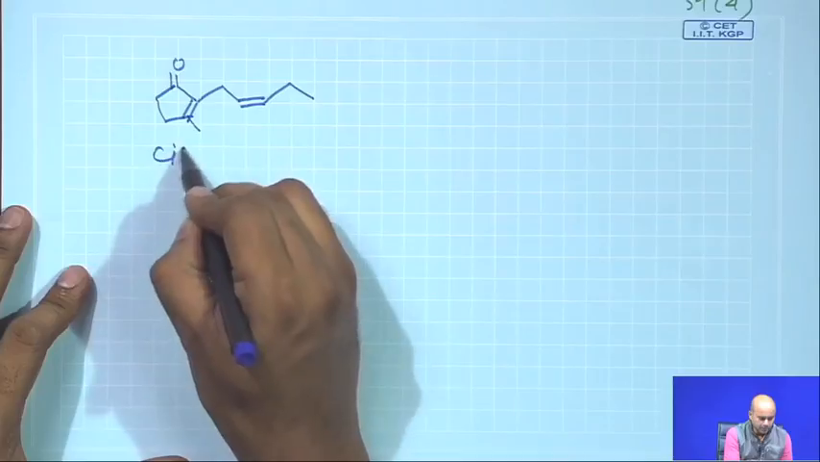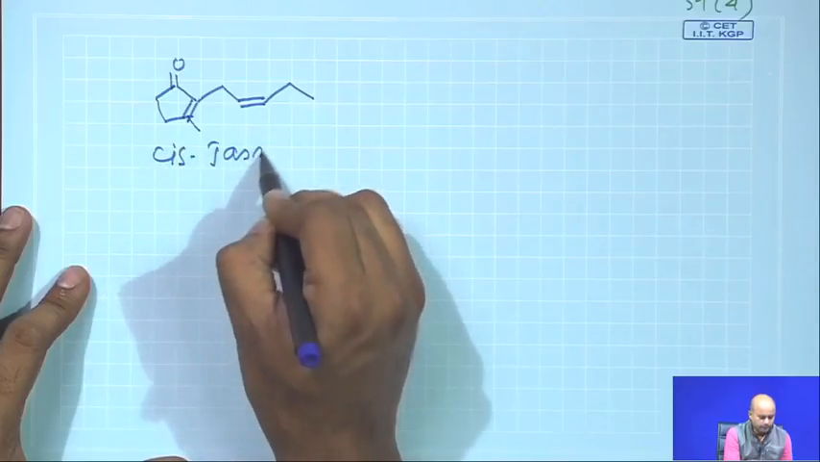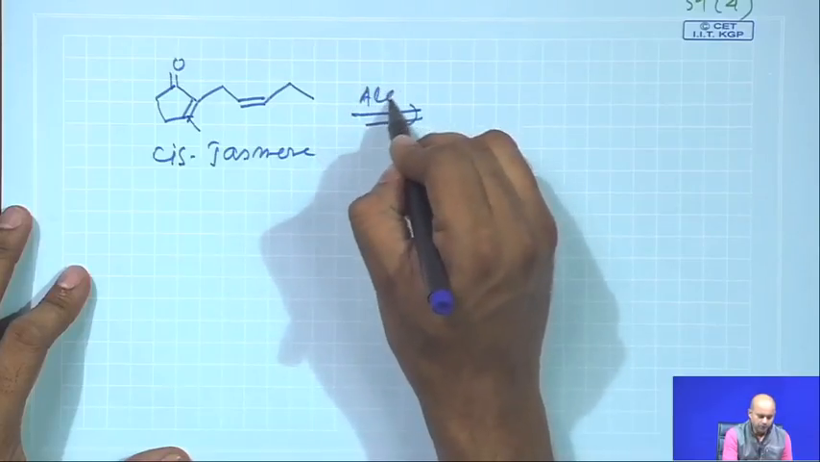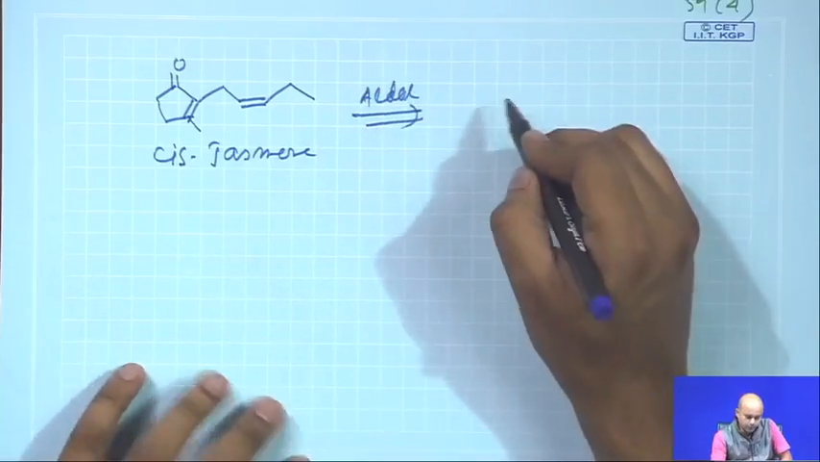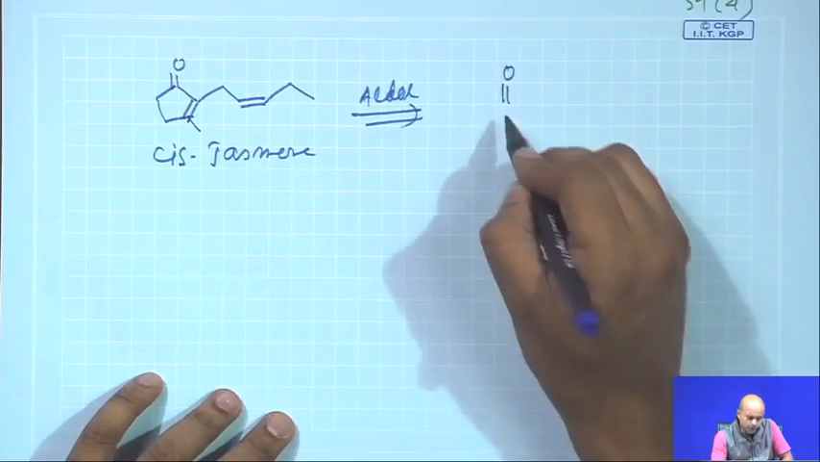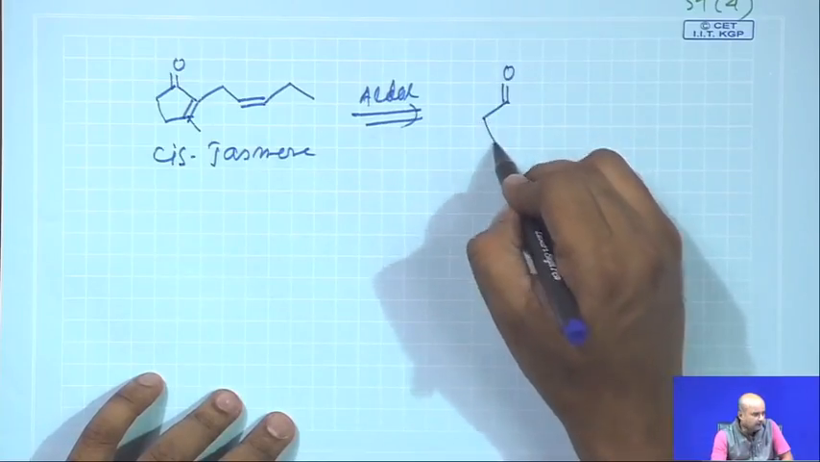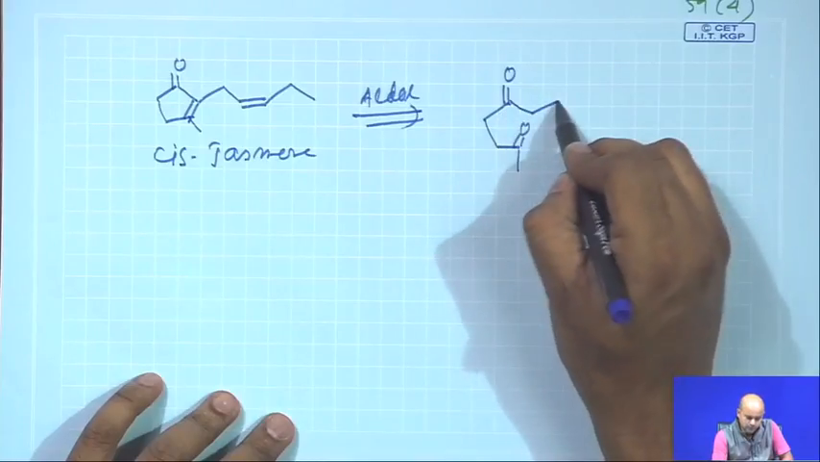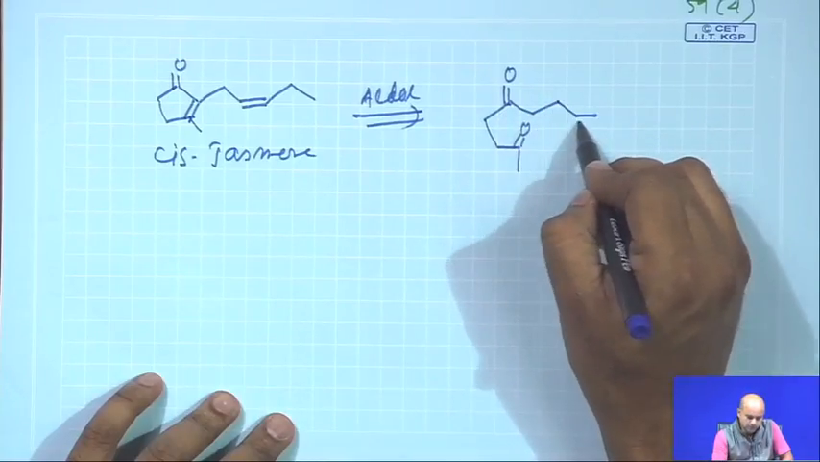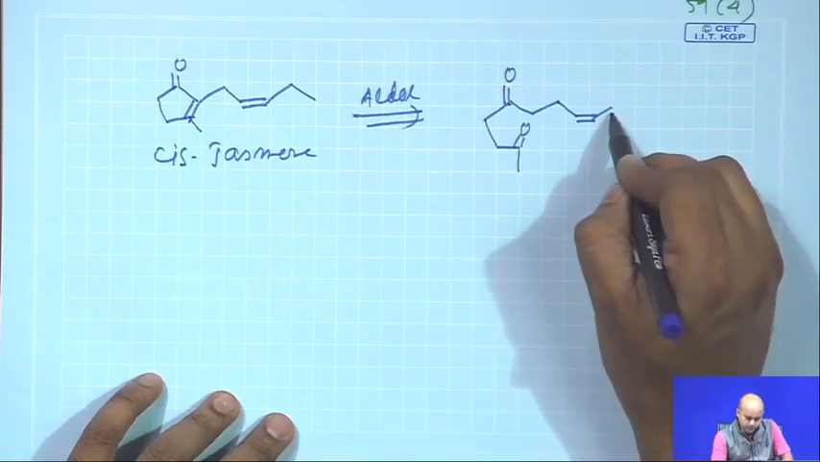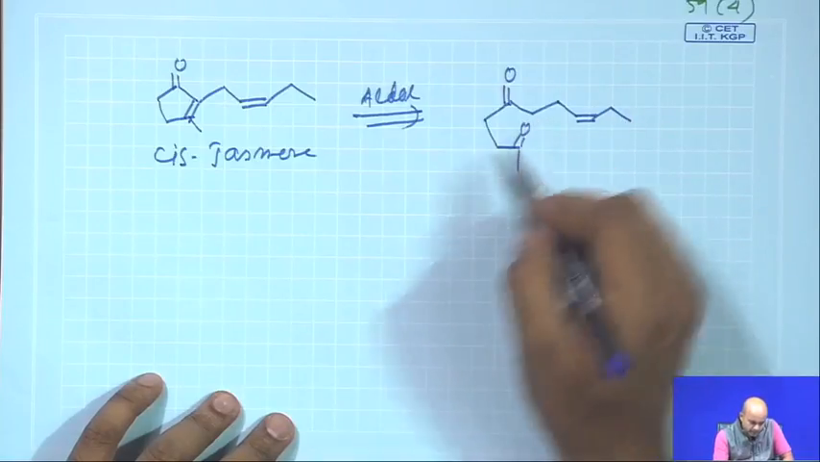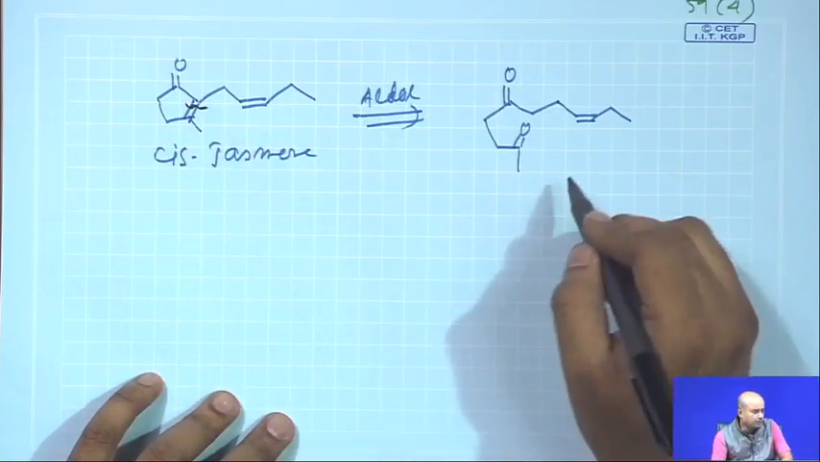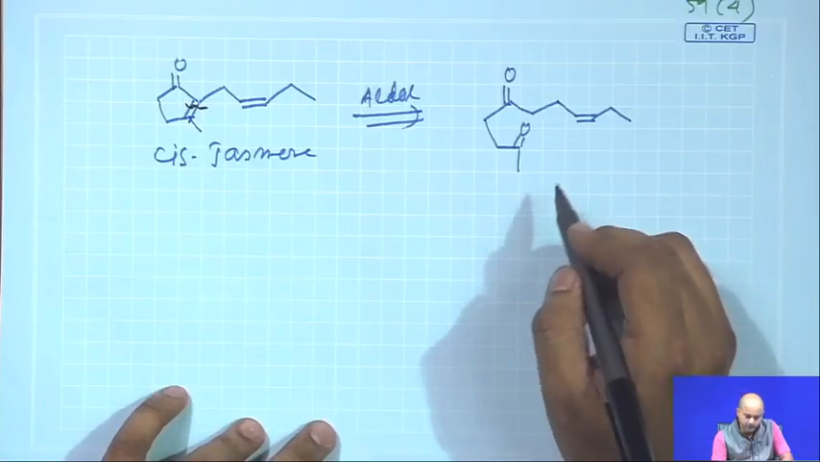I am giving you a target molecule, cis Jasmine. This is Jasmine. I will be doing a very standard retro because we do not have much time. If you do a standard retro through aldol transformation, you will find that you basically need this compound. So, you just basically need an aldol retro to make this molecule. Cis Jasmine was used in the perfume industry.